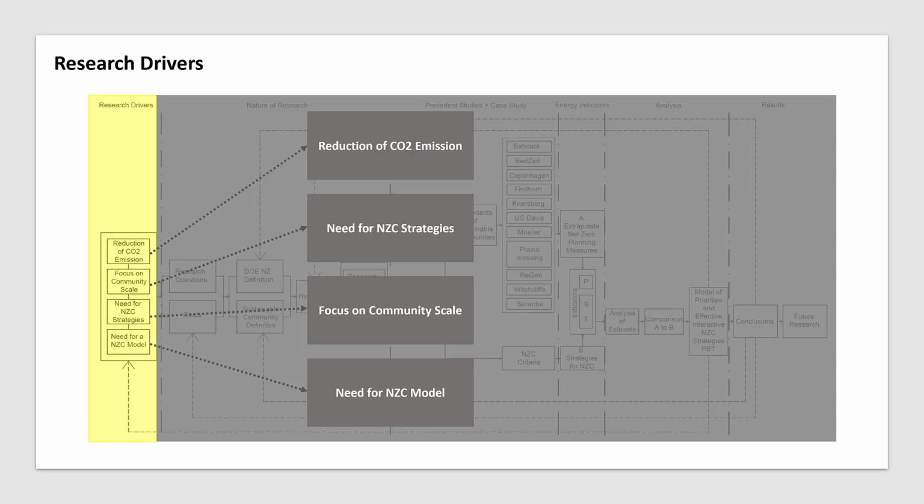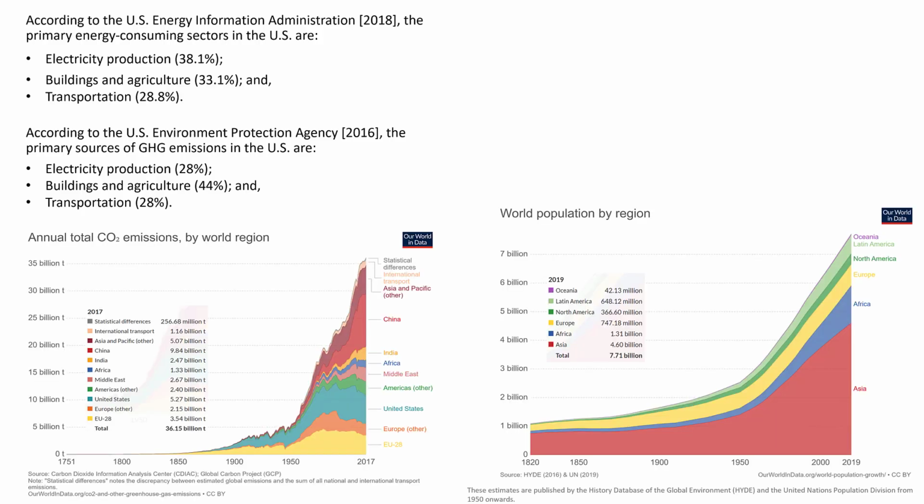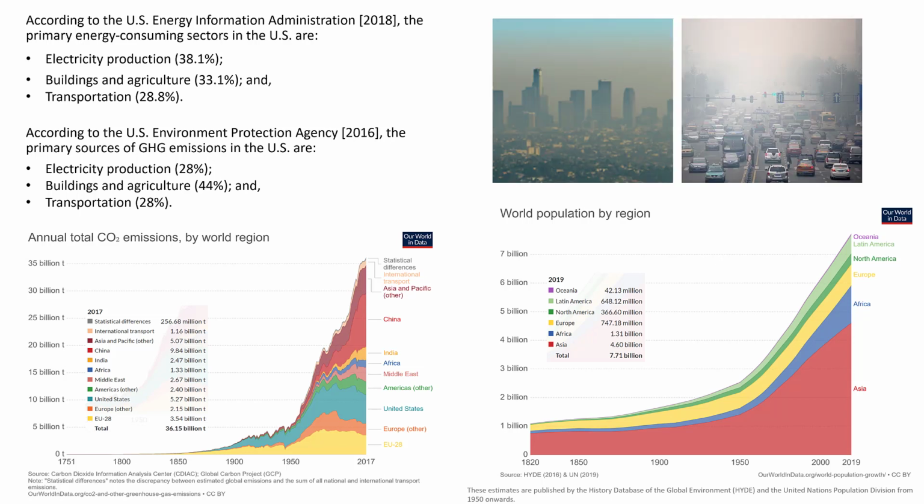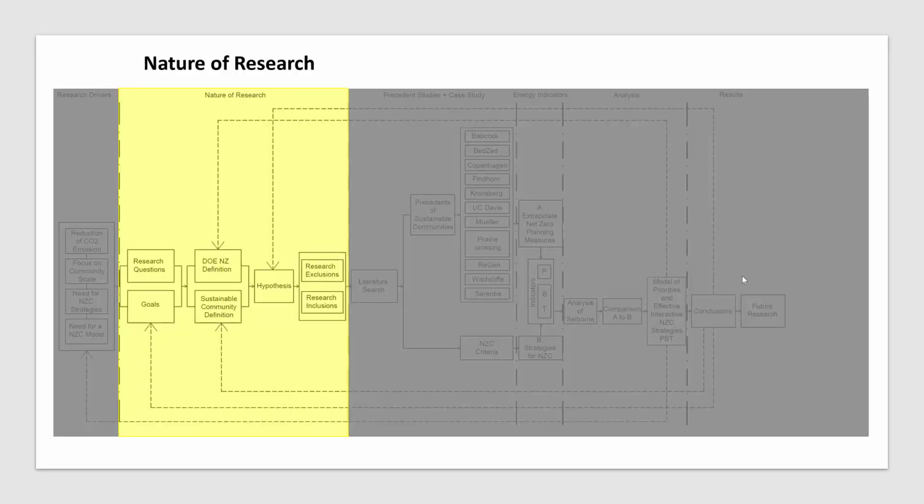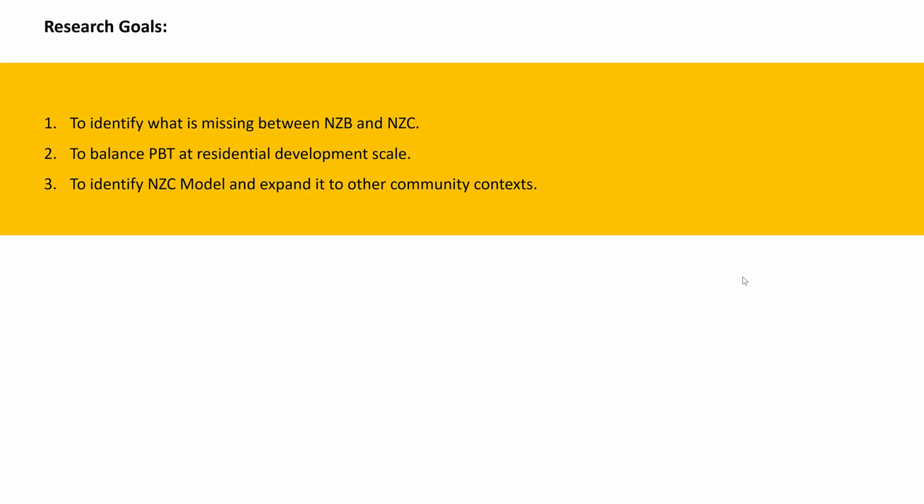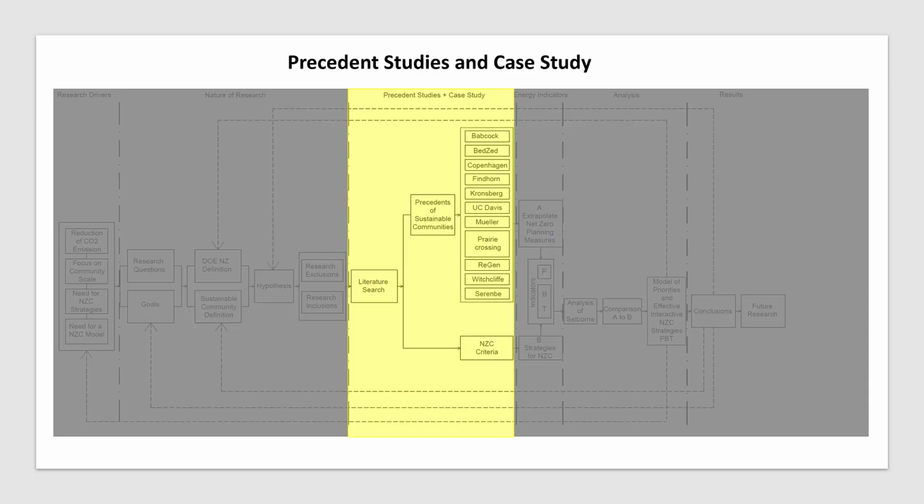The research drivers. As you can see, with world population increase, CO2 emission will increase and the outcome will be a polluted and unhealthy environment. So it is our duty to make the city cleaner. To do that, my research goal will be to identify what is missing between the net zero building and net zero community, and to balance power generation and energy use regarding building and transportation. Also to identify a net zero community model and expand it to other community contexts.